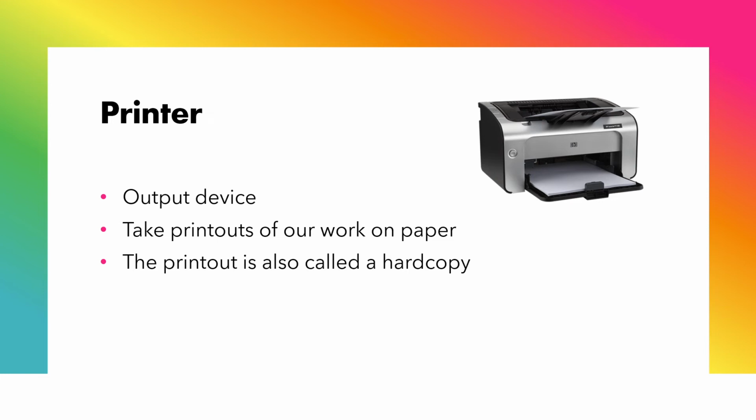Now, another hardware device is the printer. A printer is an output device. We use it to take printouts of our work on paper. The printout is also called a hard copy. So whatever we do, if we want to take out the printout, we use a printer which gives a copy of the data that is visible on the monitor, and we get it on a sheet of paper. This is also known as printout or hard copy.